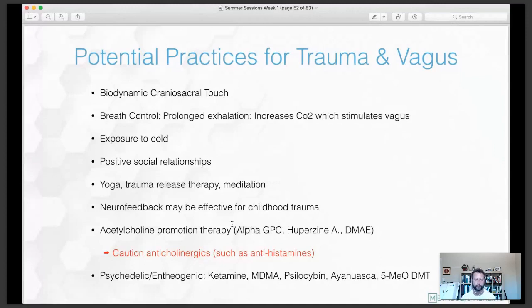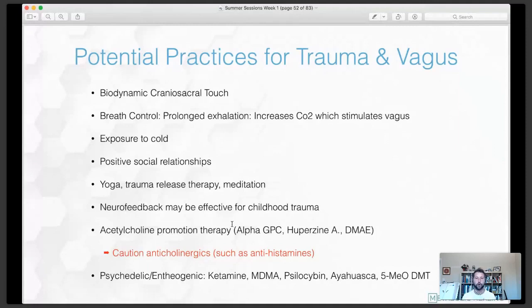Exposure to cold and positive social relationships have all been known to stimulate the vagus. Meditation, trauma release therapy, and yoga stimulate the vagus. Again, felt sensing, touch sensing, creating the feeling of safety. Neurofeedback has been shown effective for childhood trauma. EMDR is more effective for adult trauma, like PTSD from adulthood, not childhood. EMDR is the eye movement desensitization technique.